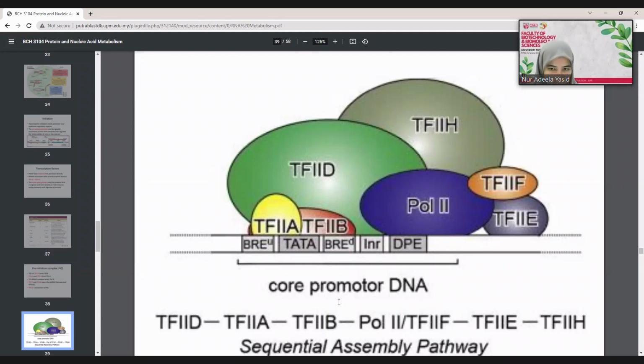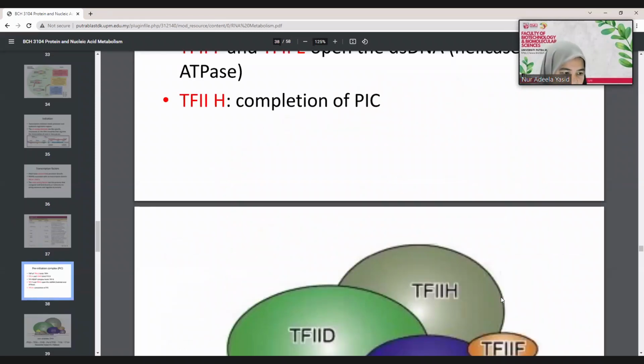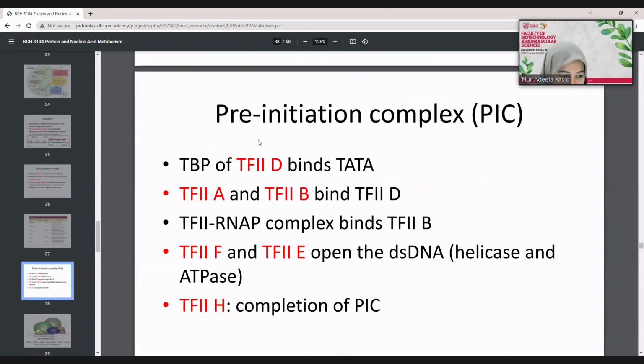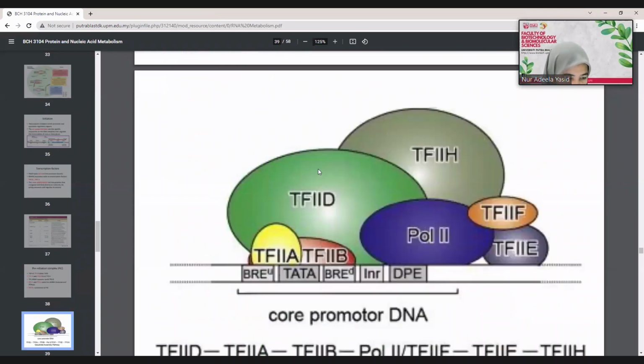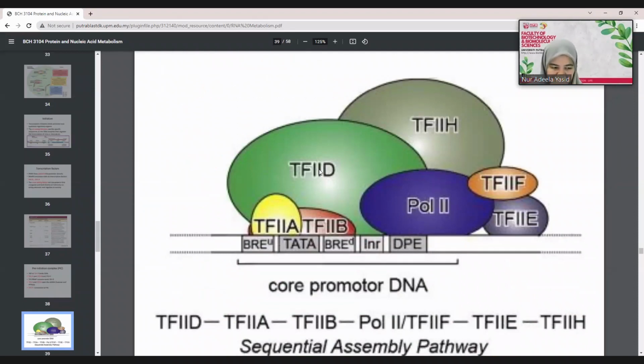So you need to know the sequence and also the role of each factor. By looking at this diagram, you can understand the sequence of the formation of the initiation complex.